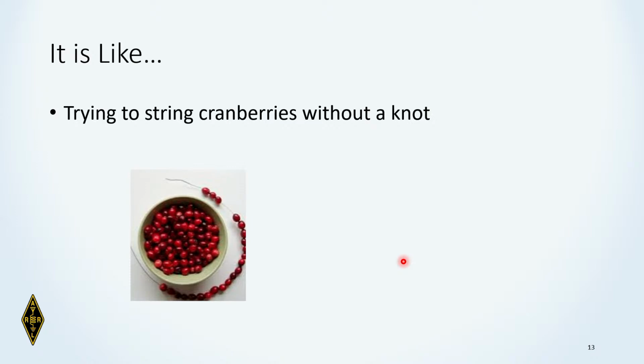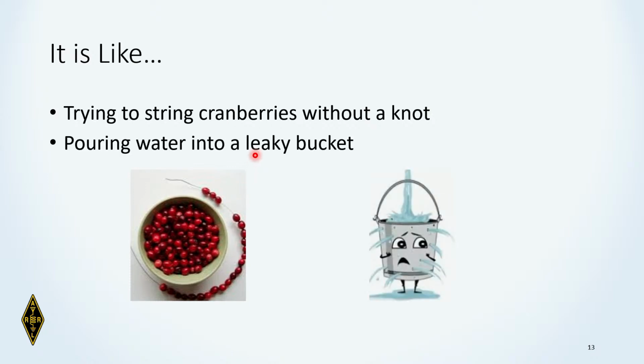The forgetting curve is like trying to string cranberries without a knot. In the good old days, and some people still do this in a craft way, we'll take a string and string cranberries. The idea is that you tie a knot on the end of the string so that the cranberries won't fall off as you're pushing on new ones. So forgetting is kind of like this. It's also like pouring water into a leaky bucket. Our bucket doesn't look very happy here. The water's coming in and it's just leaking all over the place. Well, that kind of happens with our brain too. Our brain is leaking.